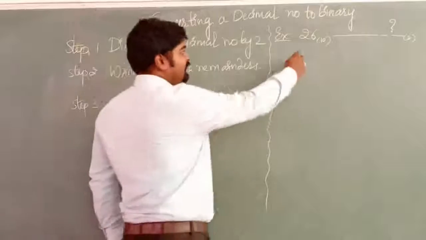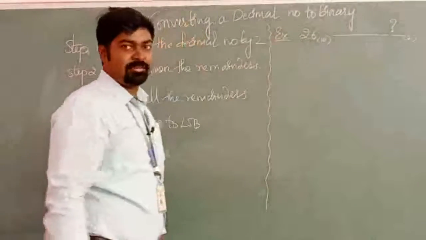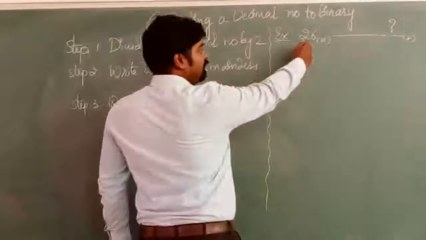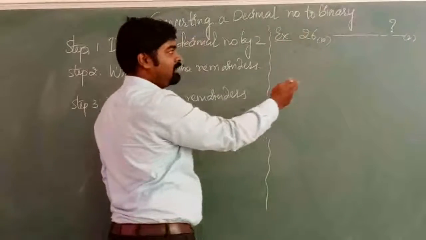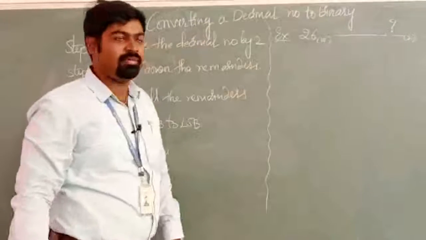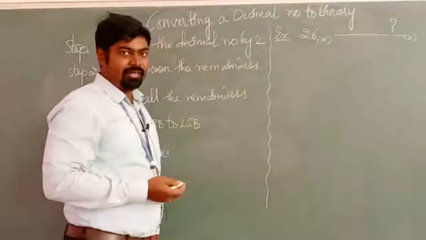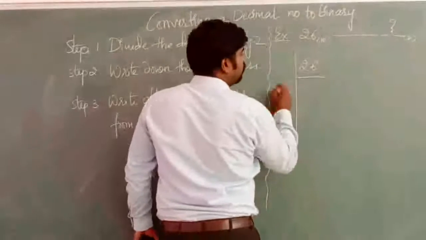See, since this is an integer, you don't find any fractional part or decimal point. So what is the procedure you need to follow? First, divide the number by 2, write down all the remainders, and consider the numbers from most significant bit to least significant bit. Now up to what point shall we divide it? Let us see. So 26 you have divided by 2.